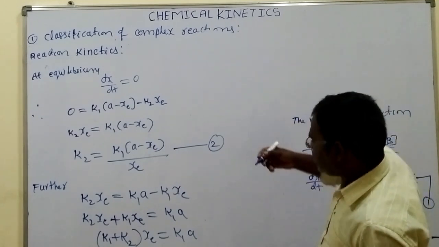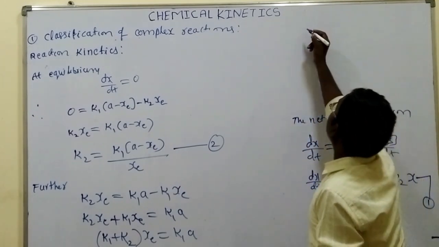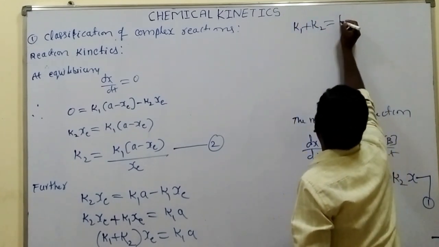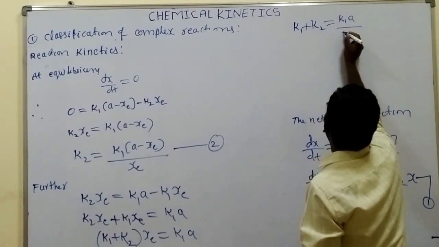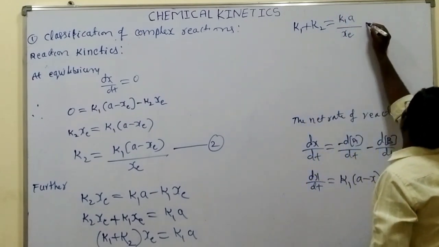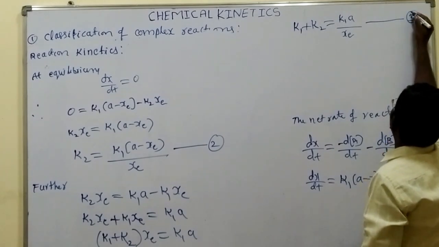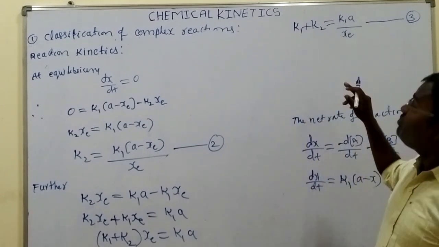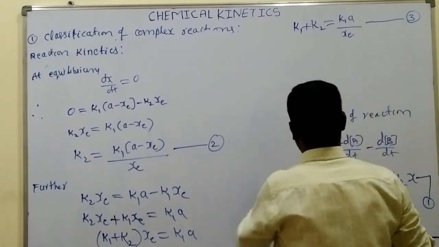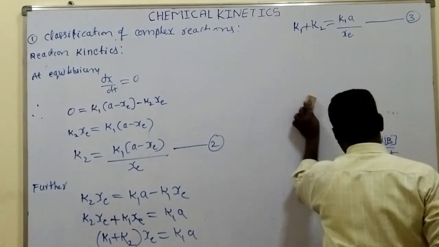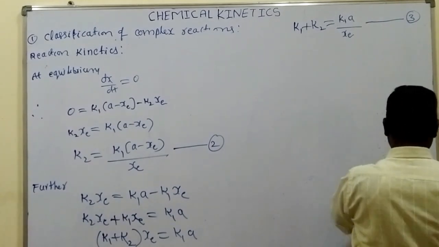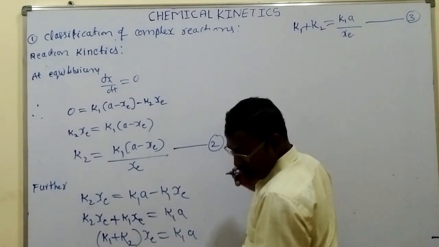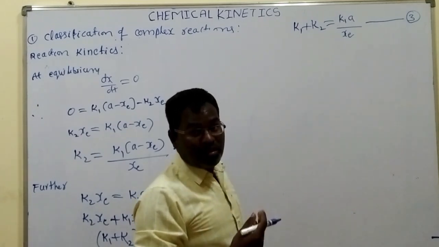Simply, take the k1 plus k2. So k1 plus k2 is equal to k1a by xe. Assume this is equation 3. Now we have to substitute equation 2 in equation 1.